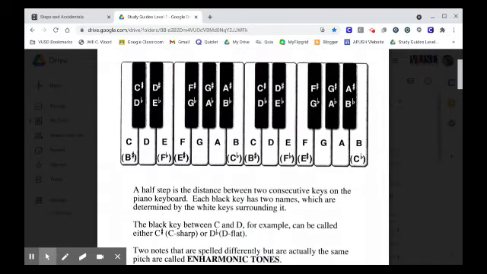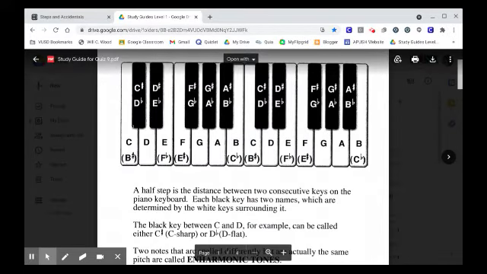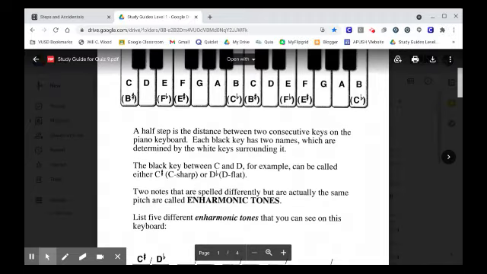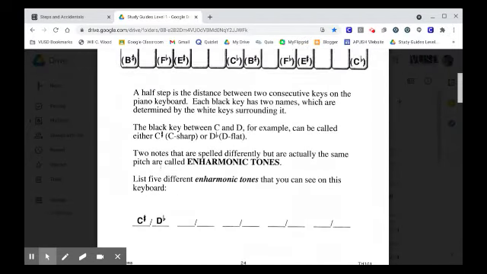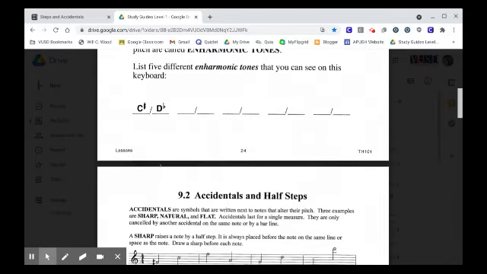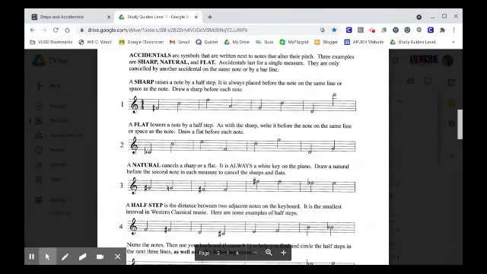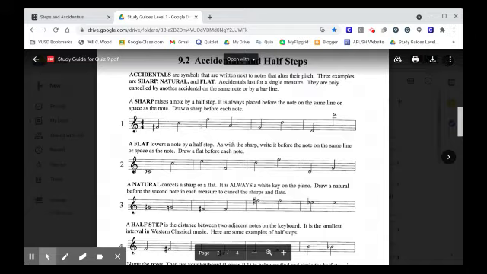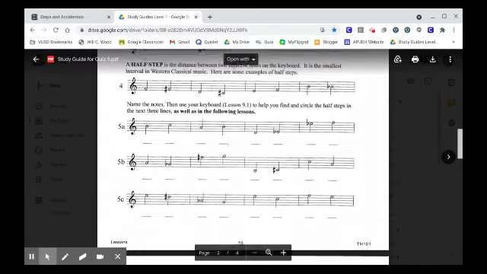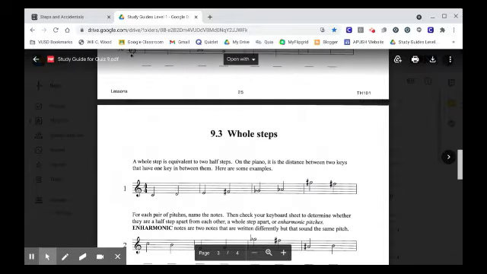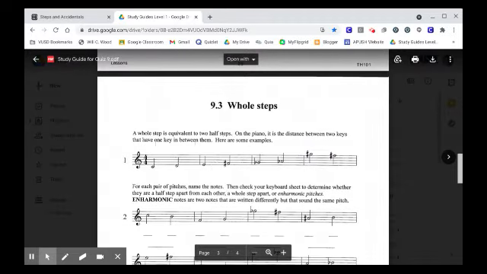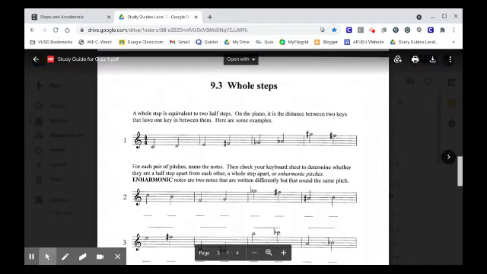This also goes into a little bit about enharmonics, which we learned about in Jackson and his group's lesson. So we're just going to skip down to half steps. And where is it at? Oh, not half steps, I'm so sorry. Whole steps. So just like before, a whole step is equivalent to two half steps.